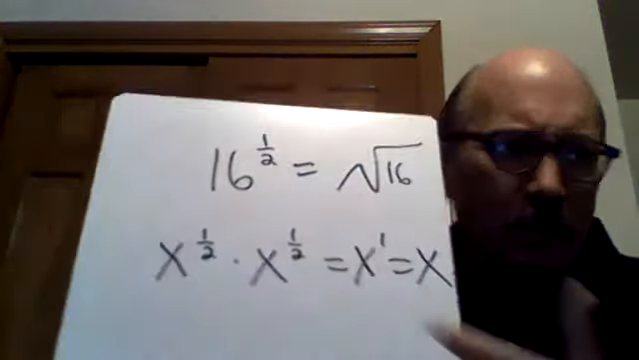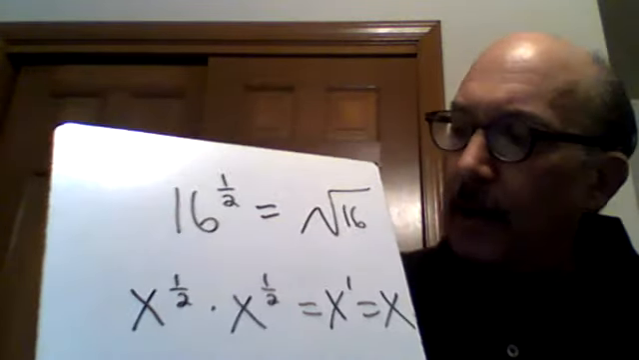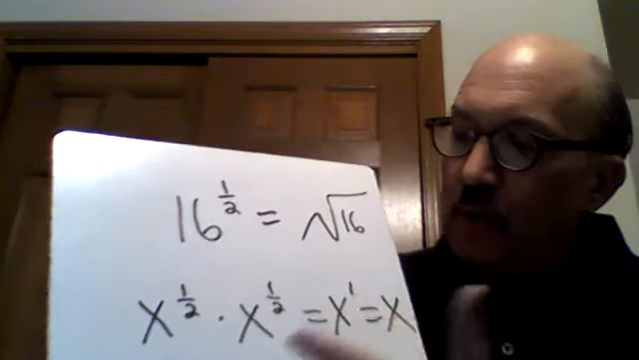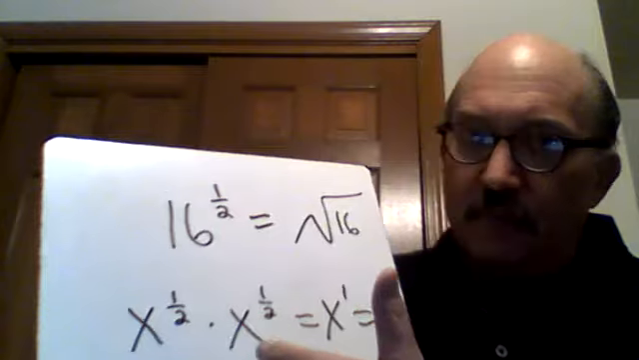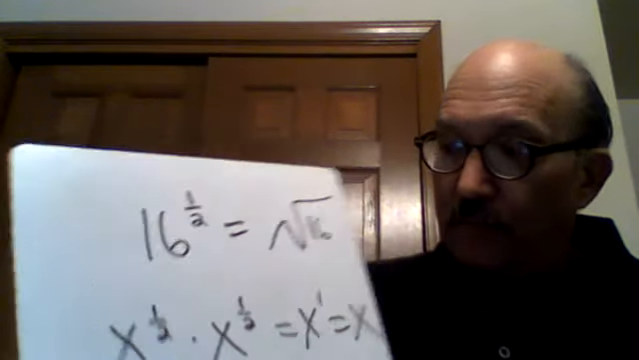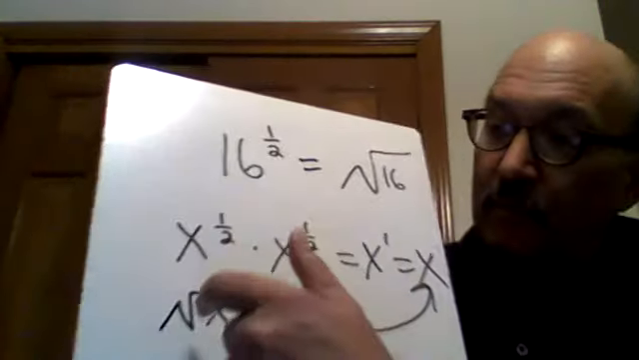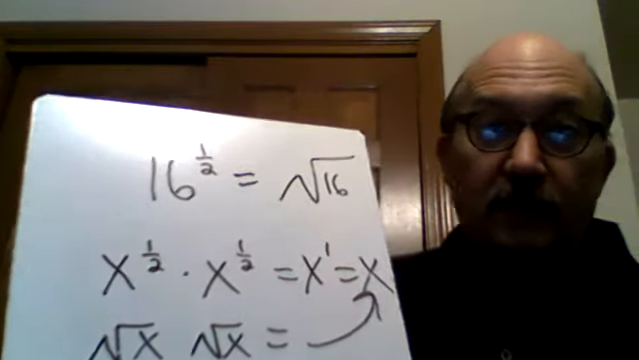But now we look back at what we just did. We multiplied x to the 1/2 times x to the 1/2 and got x. And that should remind you of something. It should remind you of the square root of x. That's exactly what the square root of x is all about. If you multiply the square root of x by the square root of x, by definition, you get x. So these must be the same.